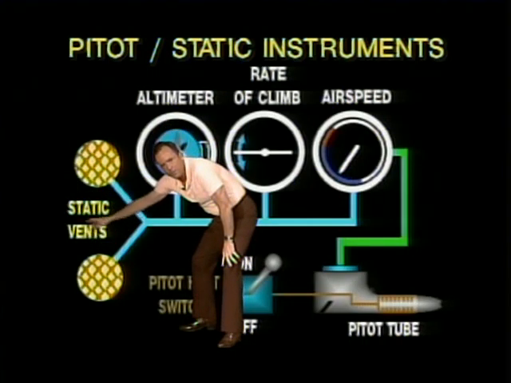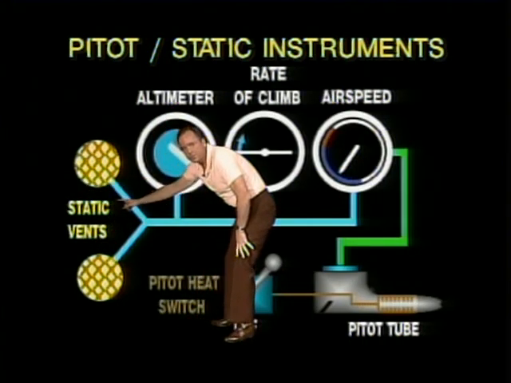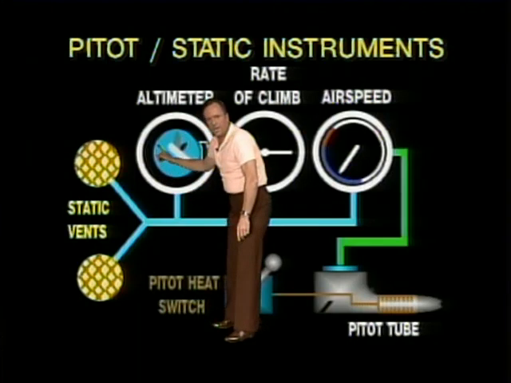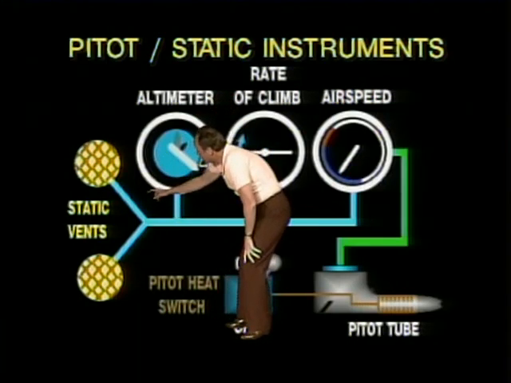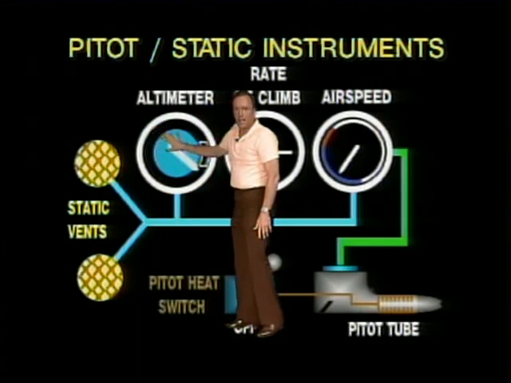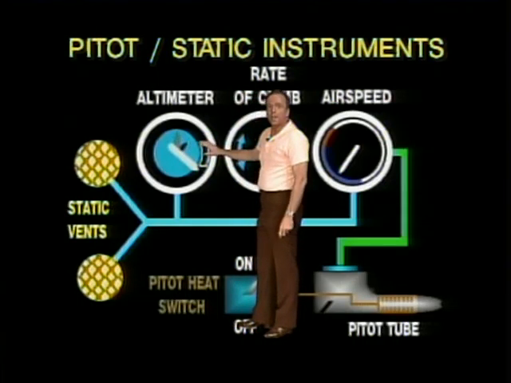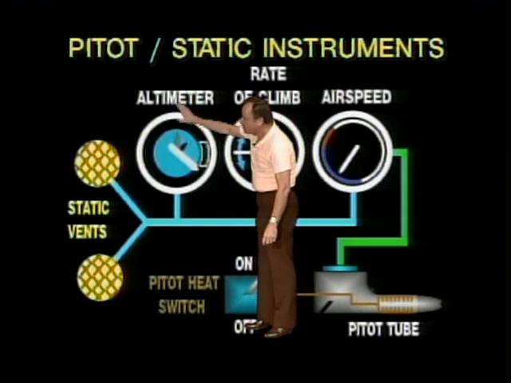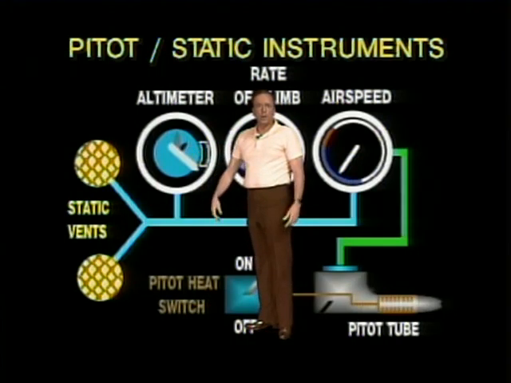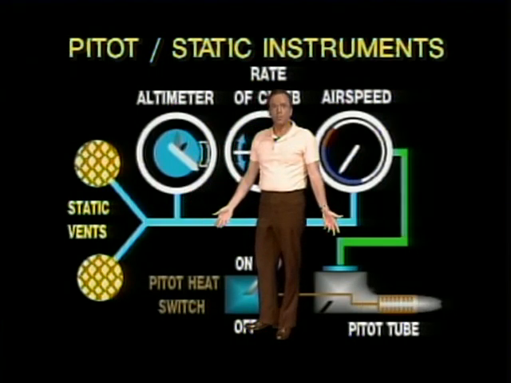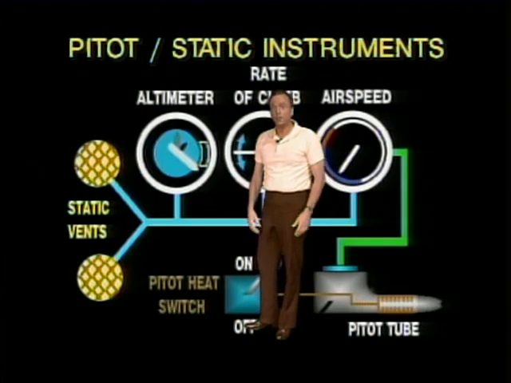So we take the air from the calm air outside the aircraft, and first of all, it runs by plastic tube to the altimeter. Now, the altimeter simply measures that air pressure, and the hands tell you the air pressure calibrated in thousands of feet above sea level. So basically, all the altimeter really is, is an air pressure measuring device that gives you its answer in thousands of feet above sea level.